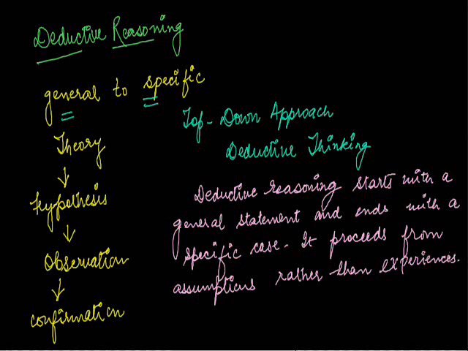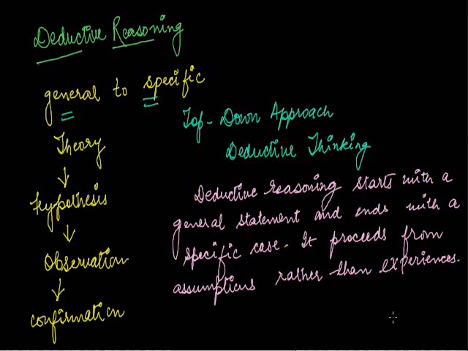So this is deductive reasoning. In deductive reasoning, we go from general to specific. First we have theory, then we carry on with the hypothesis, then we try to observe something, making the observation, and then we confirm the theory. Is the theory which has been stated correct or incorrect? Is it following the thing which it is trying to say, or is it not following the thing which it is trying to say?